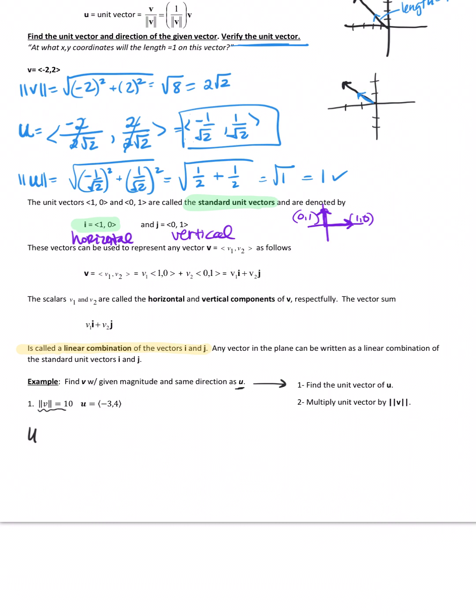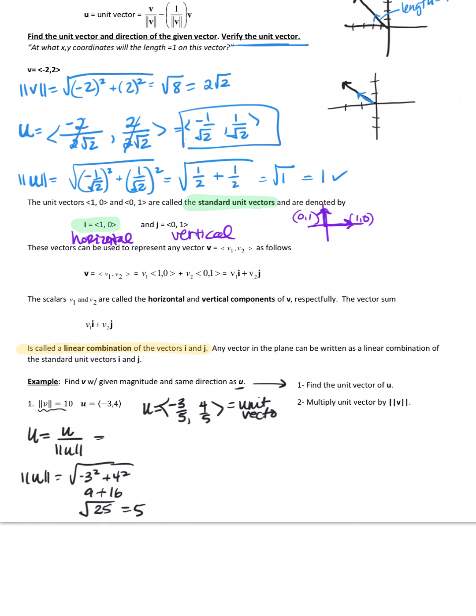The unit vector of u is going to be u over the magnitude of u. Let's find the magnitude of u. So it's negative 3 squared plus 4 squared. That's 9 plus 16, which is 25. So that's going to be a magnitude of 5. Then the unit form of u will be negative 3 over 5 and 4 over 5. There's my unit vector.